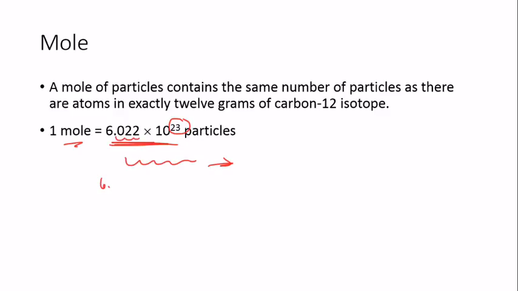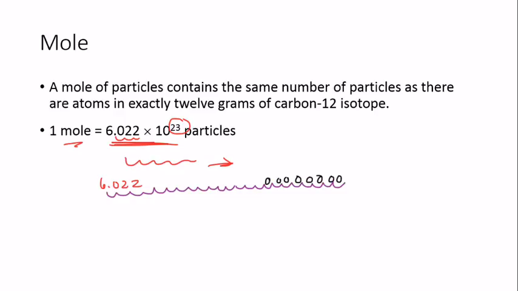So here we go, 6.022. We're going to move the decimal place over 23 places. 1, 2, 3, 4, 5, 6, 7, 8, 9, 10, 11, 12, 13, 14, 15, 16, 17, 18, 19, 20, 21, 22, 23. Here we go. Putting zeros there. Okay, so that is a lot of objects.